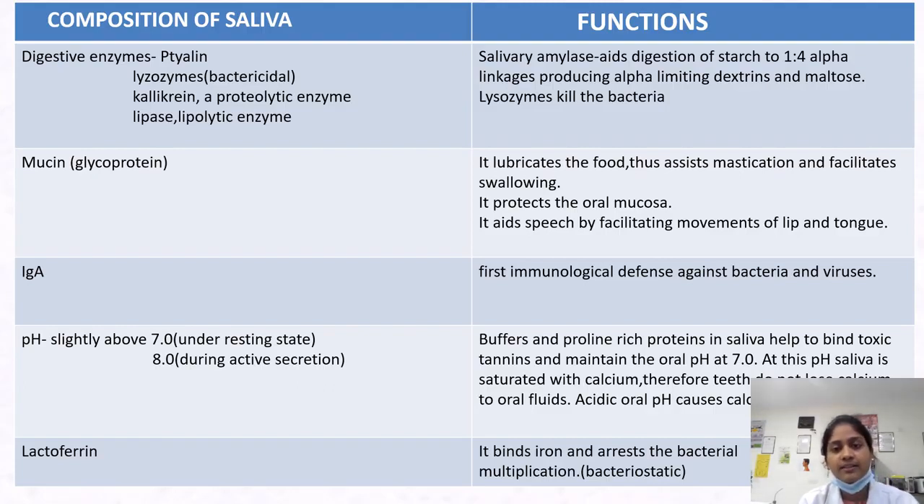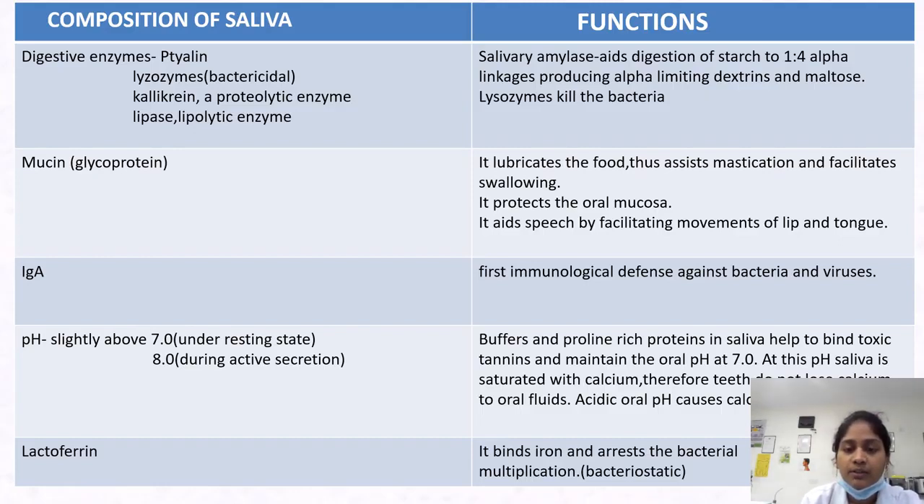Its main function is that it lubricates the food, thus assisting mastication and facilitating swallowing. It protects the oral mucosa. It aids speech by facilitating movements of the lip and tongue. IgA is the first immunological defense against bacteria and viruses. The pH is slightly above 7 in the resting state and 8.0 during active secretion.